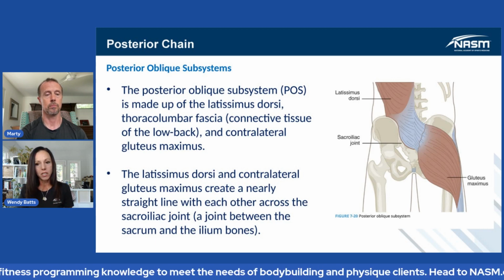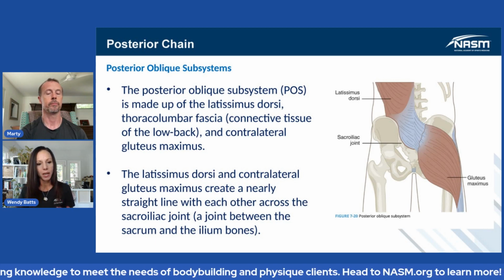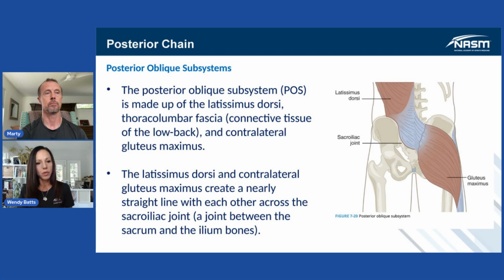So when Marty and I talk a lot about the SAID principle and getting what you train for, that's one of the reasons we do that, because this subsystem works with these particular muscles. And so with the lats and the contralateral glute, that's going to create that straight line with each other across the SI joint, or the sacroiliac joint.